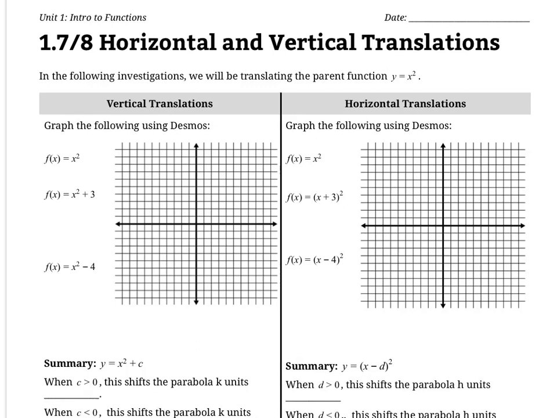In this lesson, we're going to look at horizontal and vertical translations of parent functions that we talked about in our last lesson. To do that, we're going to start off with the parabola, y equals x squared, and we're going to horizontally and vertically translate that first. So if you haven't done so already, please put the following graphs into Desmos and graph them right over here.